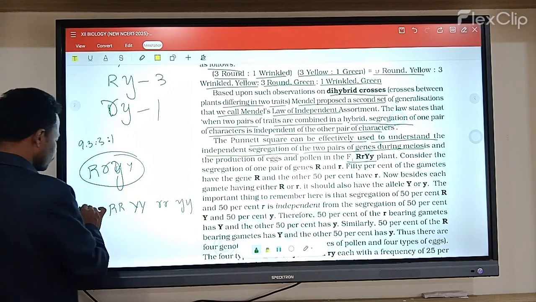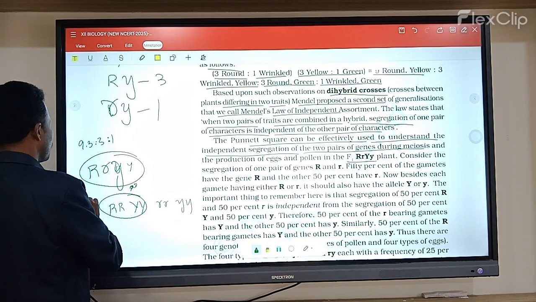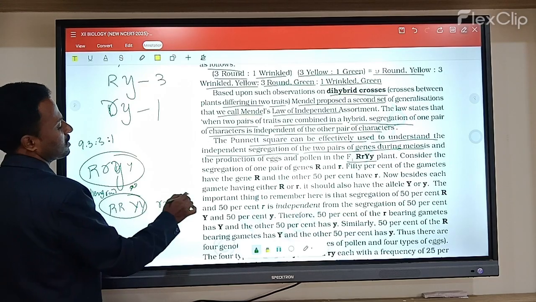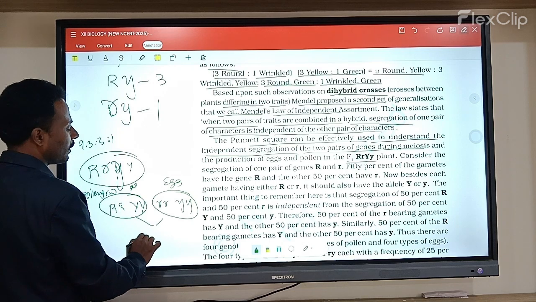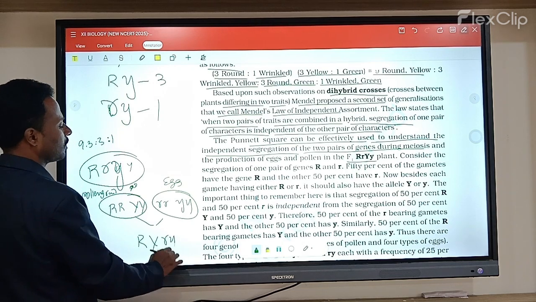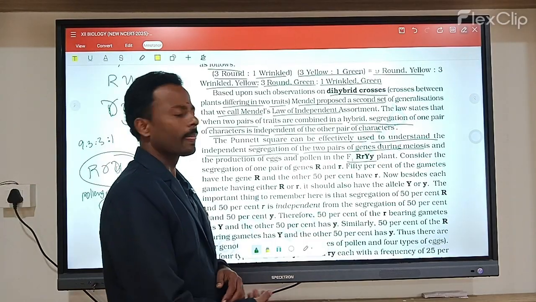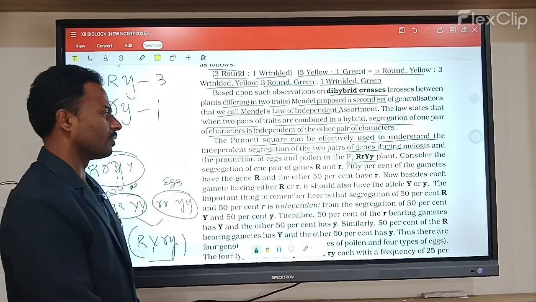Here these are called the male gametes, that is the pollen grains, and these are called the egg cells. So in the F1 generation, we get capital R, small r, capital Y, small y characters.